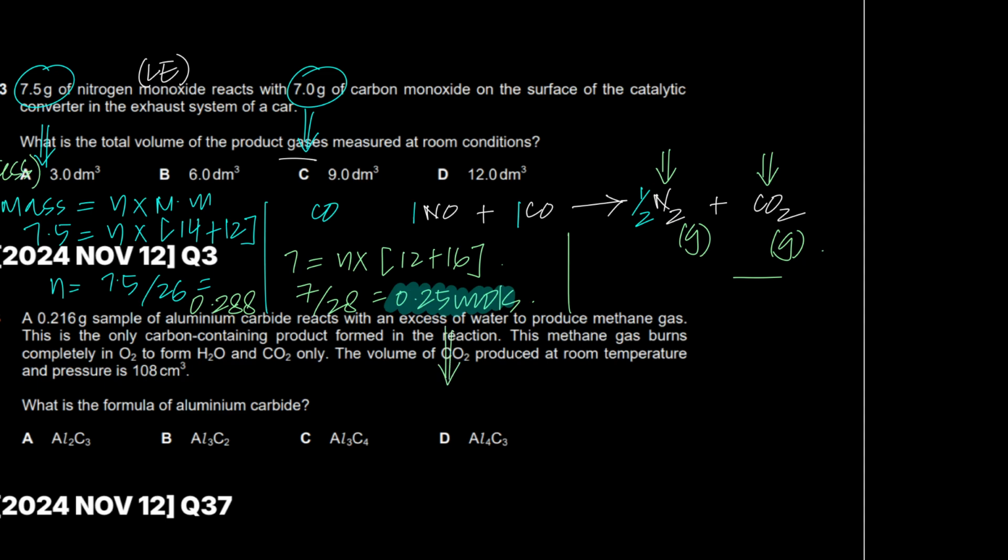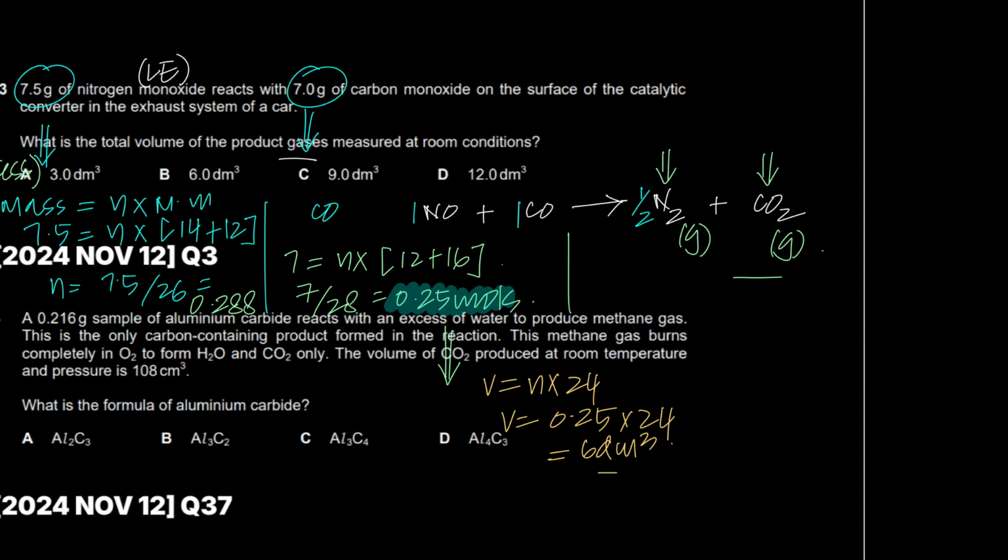What I'm going to do is convert this into volume, and I'll tell you why I'm doing this. V is equal to n times 24, since it's given in dm cubed. Moles is 0.25, times 24. What do we get, sir? 0.25 times 24 is 6 dm cubed.